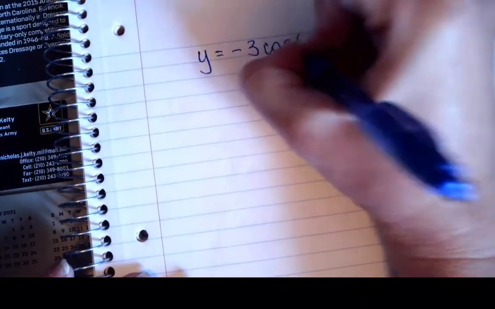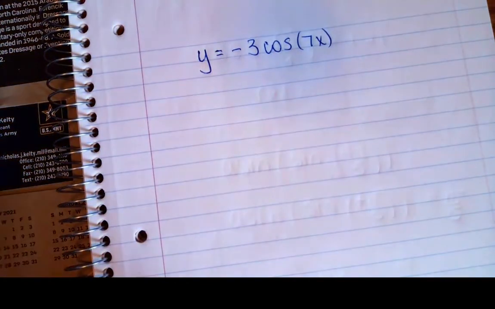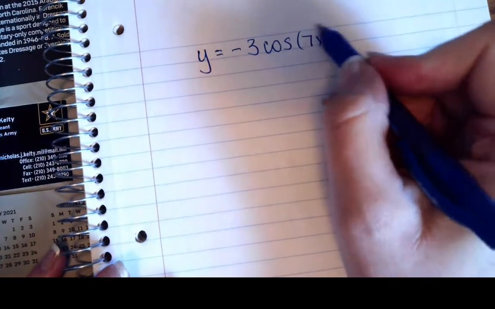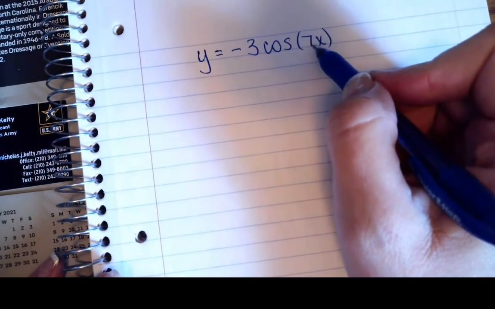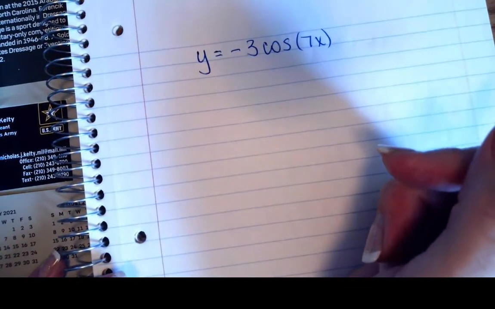So let's do another one. What happens if I've got negative 3 times the cosine of 7x? Negative 3 times the cosine of 7x. And remember, this is a horizontal compression. It's going to affect the period of your function.